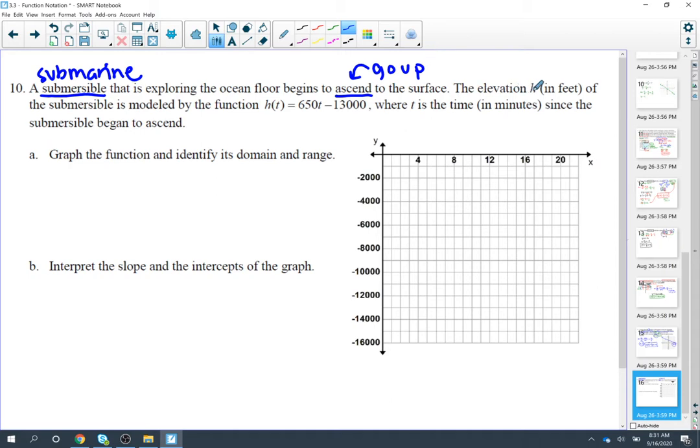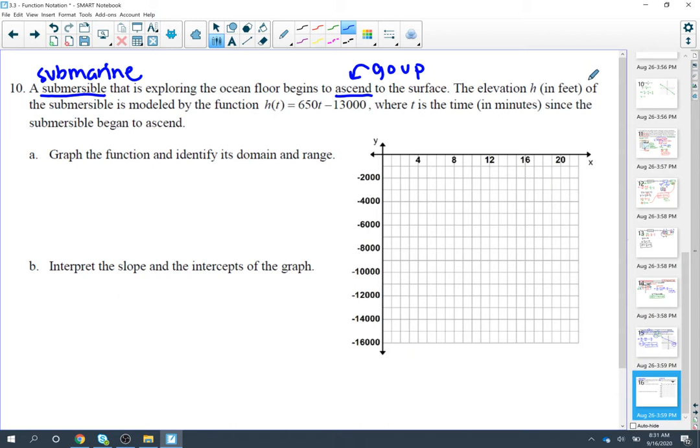The elevation h in feet, elevation means like how deep it is, okay, of the submarine is modeled by the function h of t equals 650t minus 1300, where t is the time in minutes since the submersible or submarine began to ascend or go up. Now it says letter A, we want to graph the function and identify the domain and range.